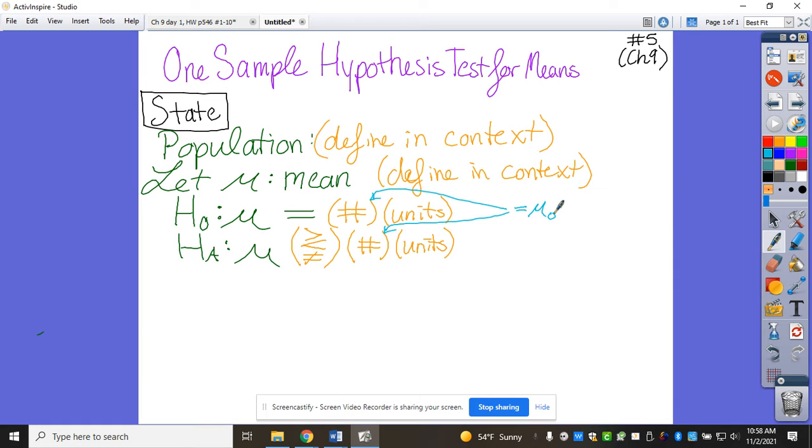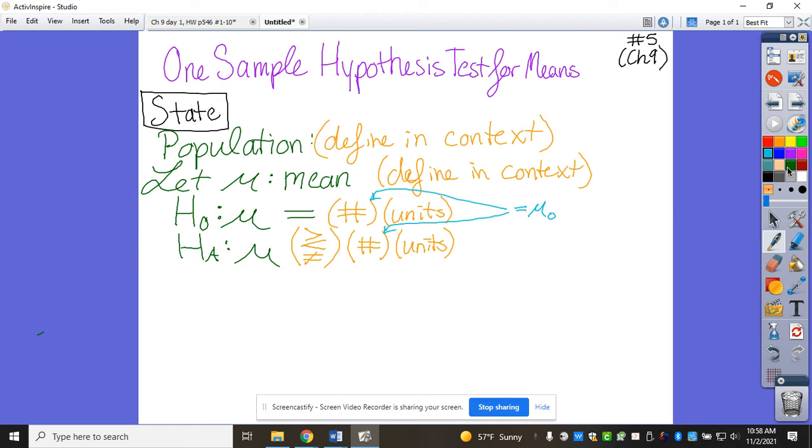That's going to seem weird right now, but we call this number mu naught. But I don't care if you write that or not. It's the value of our null, the value of our claim. So like if the claim is a score of 80, then your null mean would be 80. It's mainly for later when I reference that.